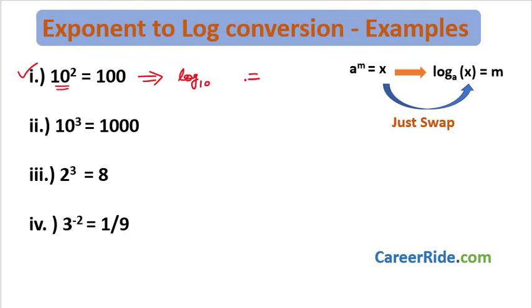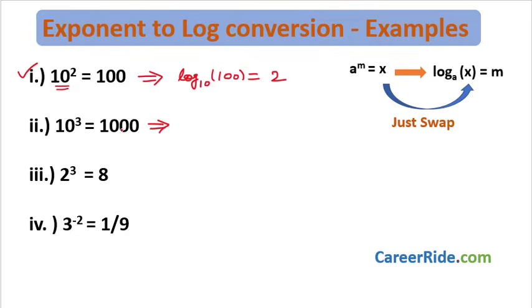Now I put the equal to sign here. Something comes on the LHS and something comes on the RHS. Earlier on the LHS it was 2, so 2 exchanges the position with 100 with respect to the equal to sign. 2 goes on the RHS and 100 comes on the LHS. They just swap their positions, and the answer becomes log 100 to the base 10 is equal to 2.